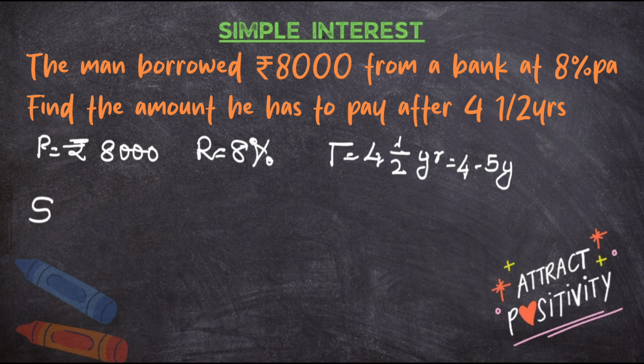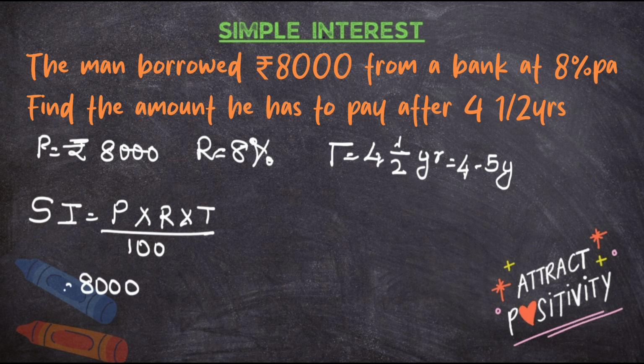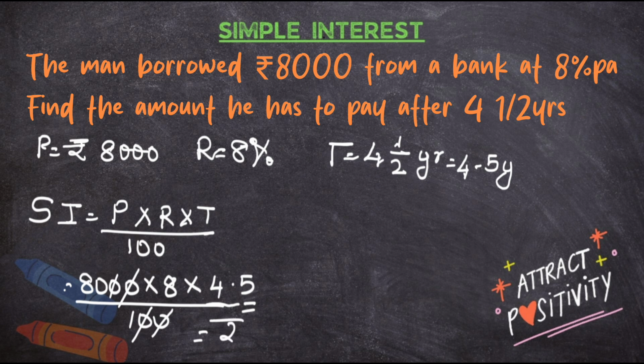Apply the formula. Simple interest is equal to P into R into T, whole upon 100. P into R into T: 8,000 into 8% into 4.5. You can cancel this. The answer is rupees 2,880. So this will be the simple interest for the given transaction.